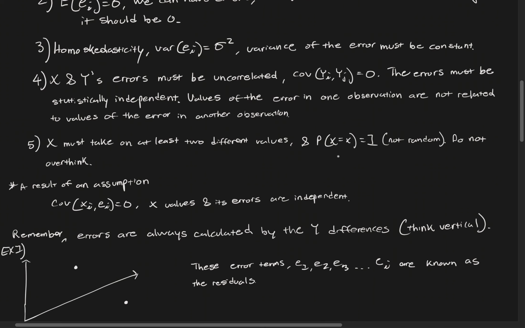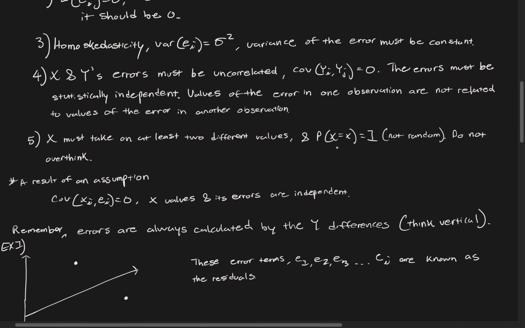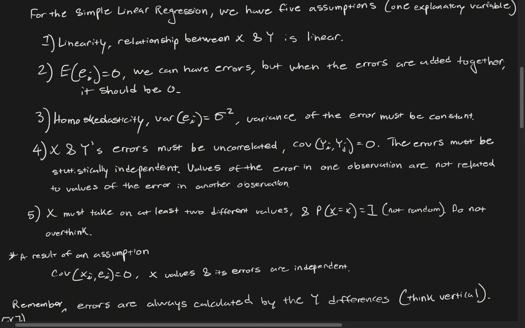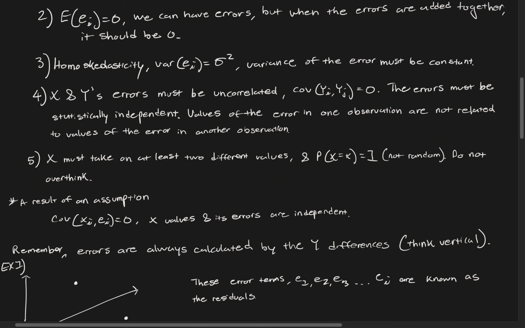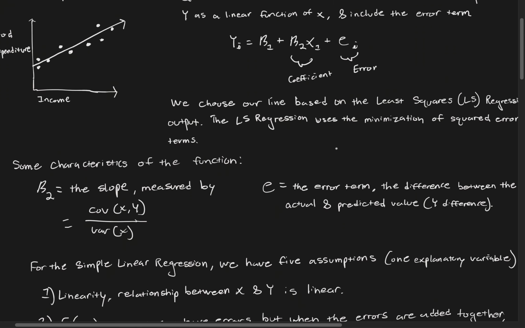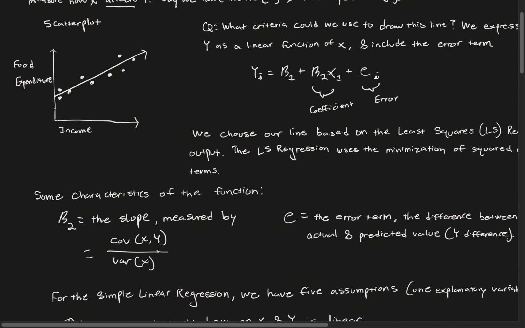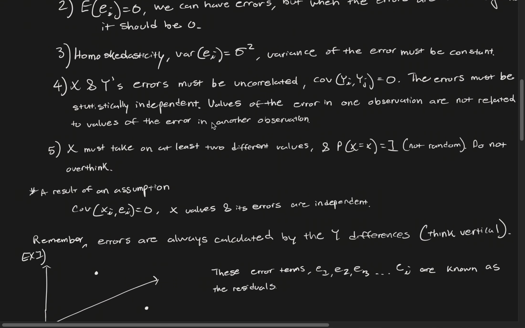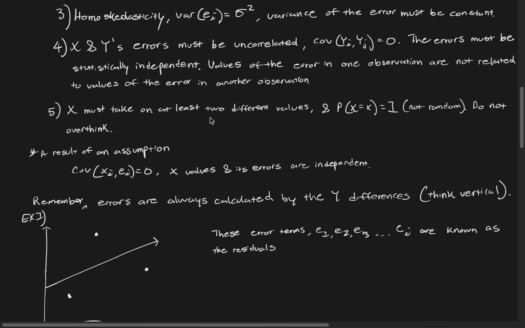And then finally, for the fifth assumption, we say that x must take on at least 2 values, and the probability of x is equal to 1. Besides maybe the first assumption, this is the most simple assumption. It's easy to overthink what x taking on 2 different values means, but it literally just means we have two x values that are different. You don't have to overthink this one. It's literally just what it says.